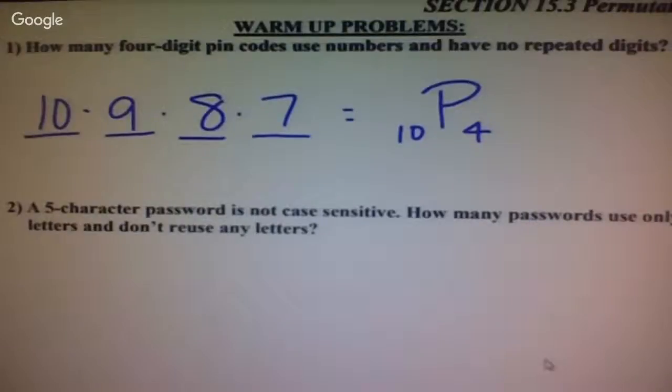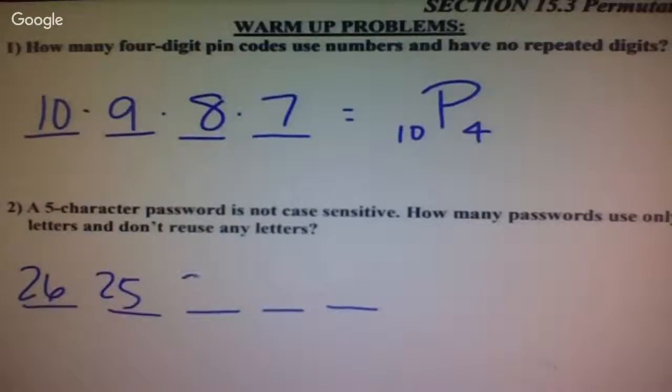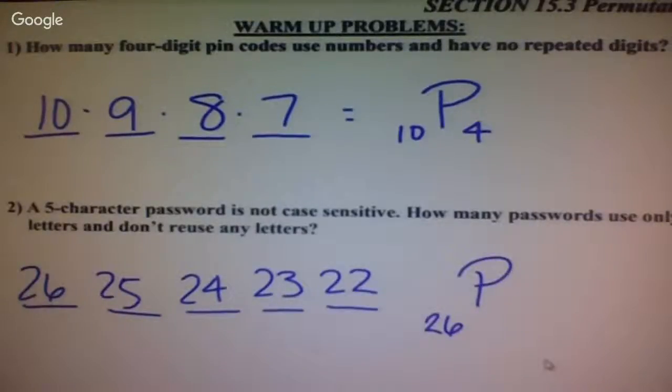Number 2, a 5-character password is not case sensitive. How many passwords use only letters and do not reuse any letters? So what does that look like when we did it? 26, 25, 24, 23, 22. As a permutation, we can write this as 26, that's the number I started at, permutate, how many slots did I fill in? 5.